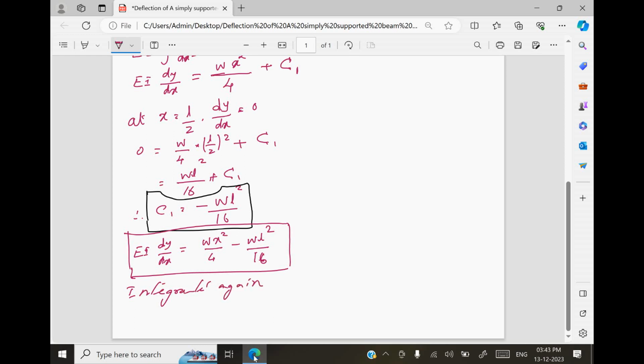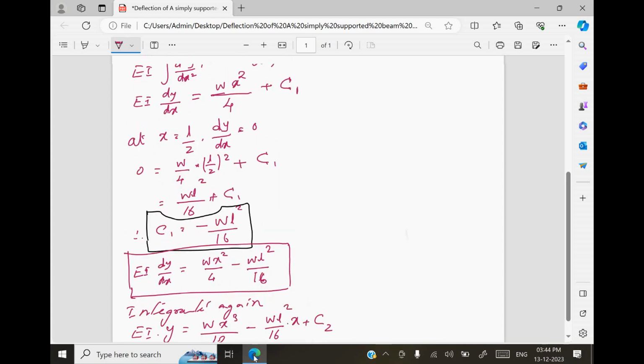If you integrate again, what will I have? I will have EI into y is equal to W into x cube by 3, 3 fours are 12, minus WL square by 16 into x plus C2. Okay. Now again let us apply the boundary conditions.